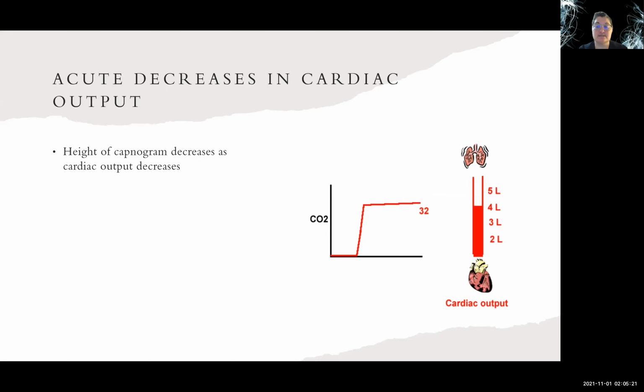Now, with acute decreases in our cardiac output, we can regularly see changes in the height of our capnography or capnogram. As the liters the heart is pumping out decreases, so will our EtCO2 and our phase 3 height. Baseline is still going to be zero. Shape will still be normal. Everything else will be normal except that height is just going to keep decreasing down.